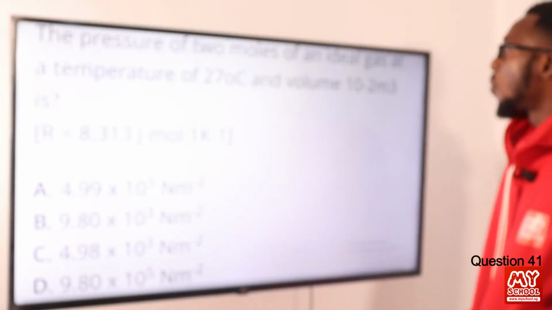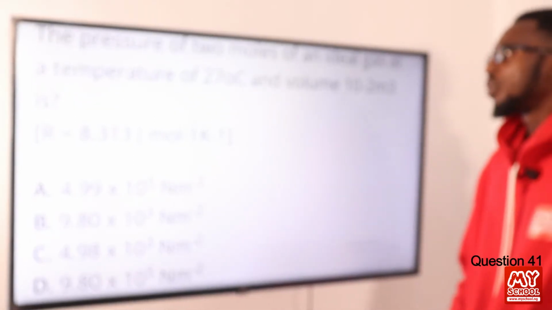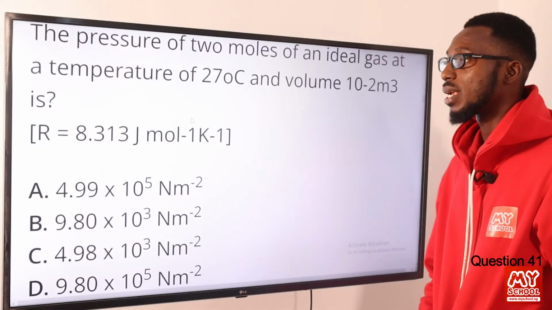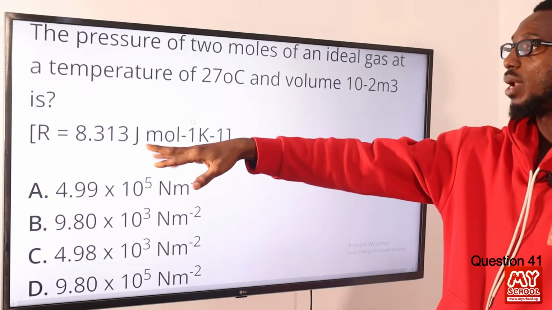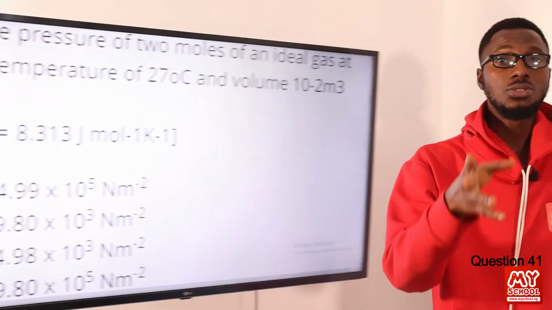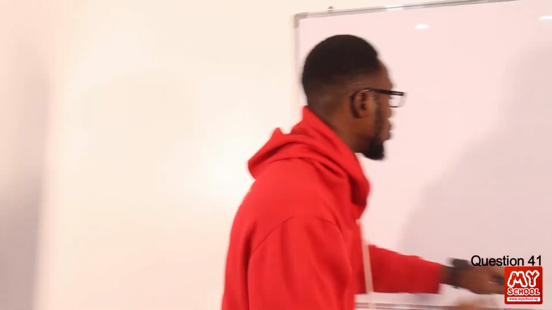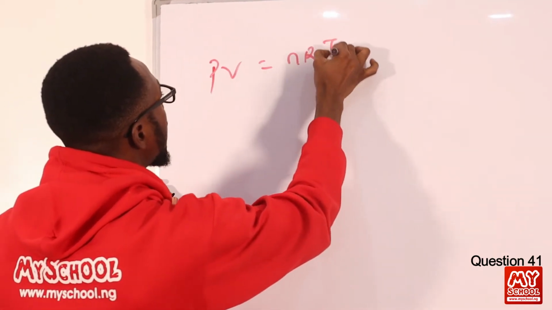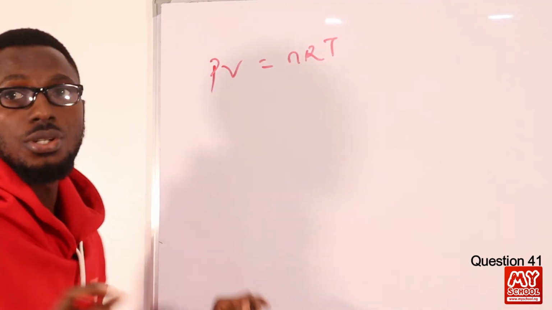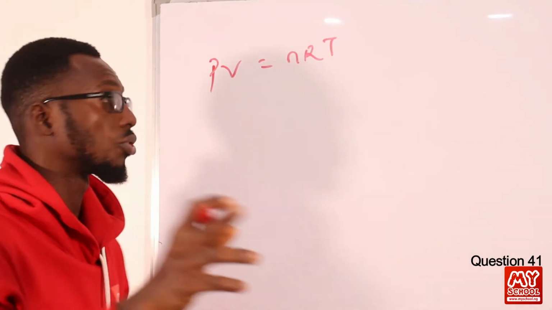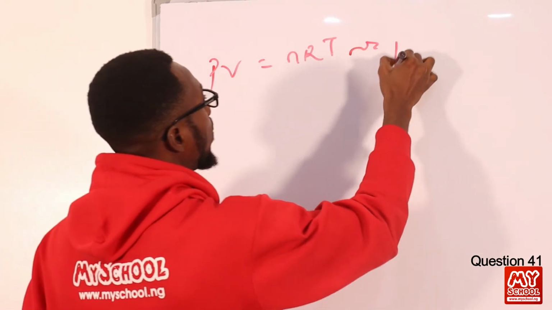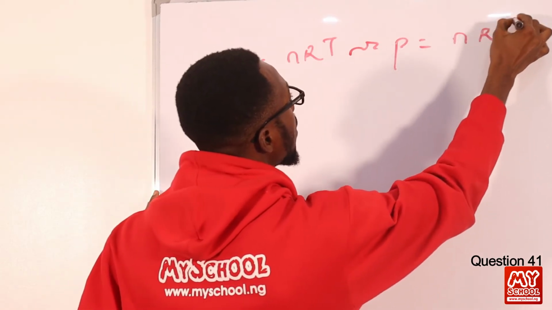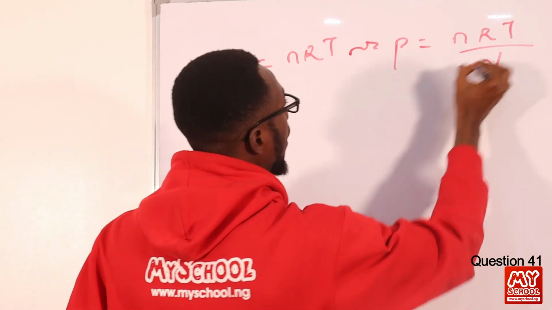41. The pressure of 2 moles of an ideal gas at a temperature of 27 degrees Celsius and volume 10 raised to power minus 2 meter cube is what? We are given the molar gas constant as 8.313. So we just use this equation: PV equals nRT, number of moles. The question requires that we find the pressure, so I will just say P equals nRT over V.